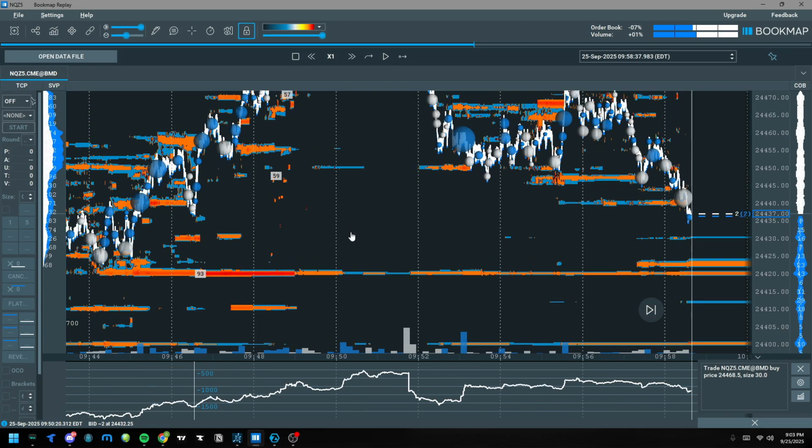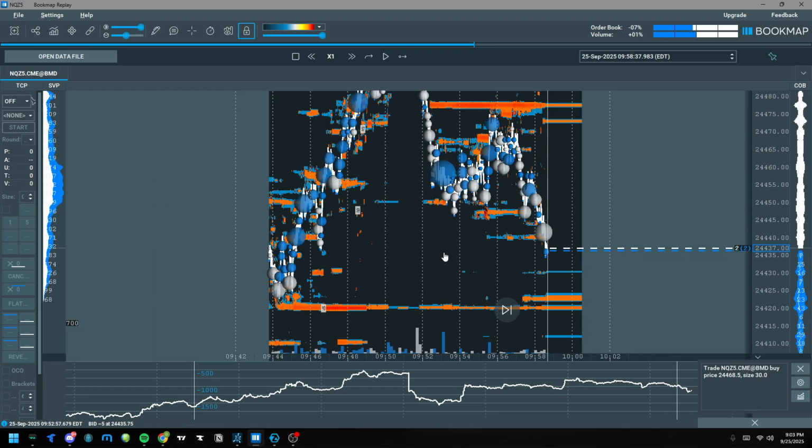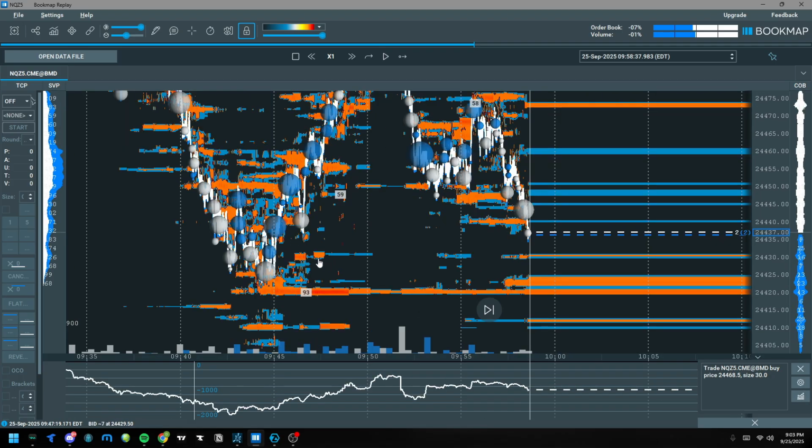Now, what do we see here? Look at this 430 level. What do you see? We see these orders come in, disappear, and enter back in. And as you can see, they've been attempting. As price gets closer into it, we start printing more of these orders.